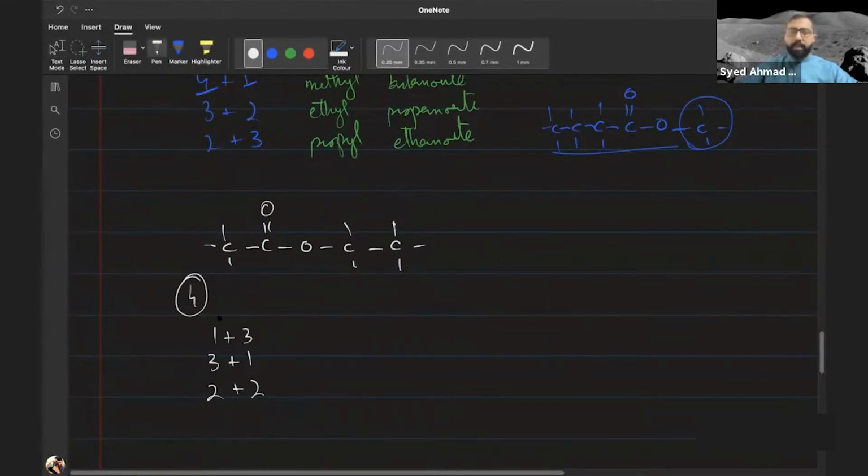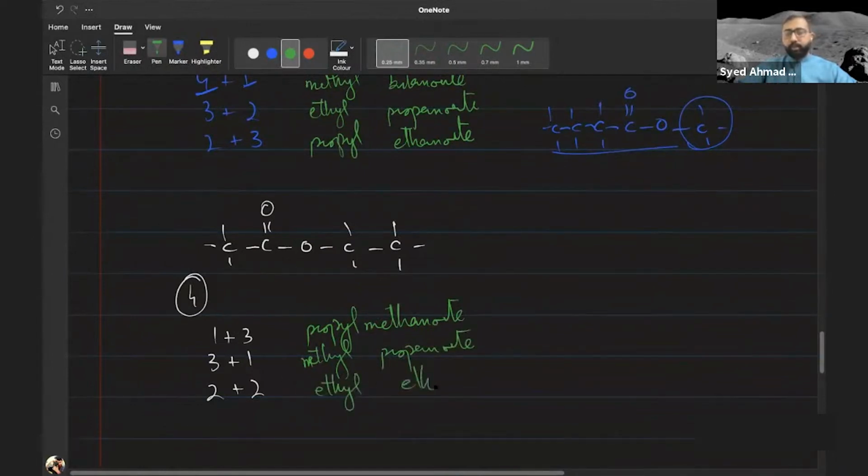तो मेरे पास अब नाम इनके किस तरह से होंगे? 1 + 3 का मतलब है एक साइड पे 1 कार्बन है, एक साइड पे 3 कार्बन है. तो मैं इसको बोल देता हूँ प्रोपाइल 3 की वजह से, मेथनोएट 1 की वजह से. अच्छा, इसी तरह एक साइड पे 3 है, दूसरी साइड पे 1 है, इसको मैं बोल सकता हूँ मिथाइल propanoate. Similarly, this one, because I just have 2 of them, so ethyl ethanoate. ठीक है. And how do I identify it? I can just say, okay, propyl methanoate है.